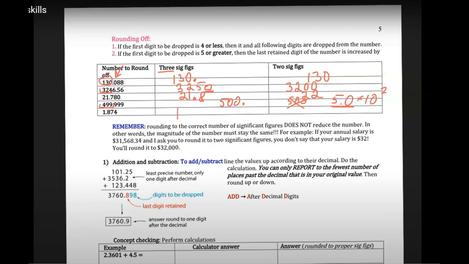3 significant figures is going to be 1.87, and I'm not rounding up, I'm rounding down in this case, because if the numbers that I drop are 4 or less, I keep it as is. And right here it's going to be 1.9, because for 2 significant figures, if I drop 7, then I have to round up, so 1.9.